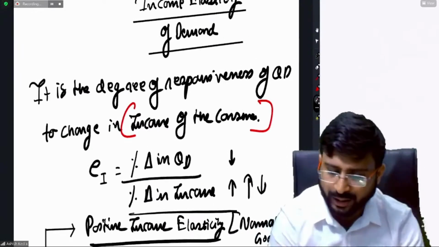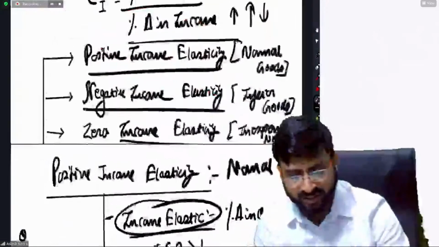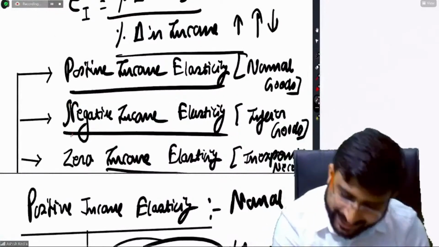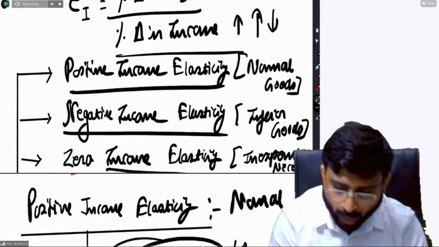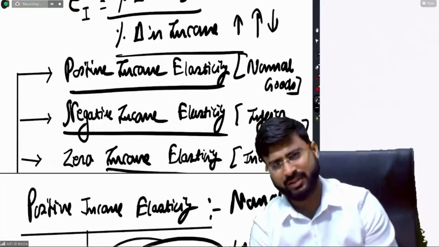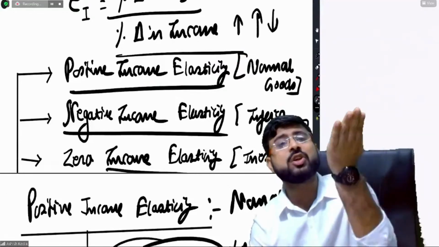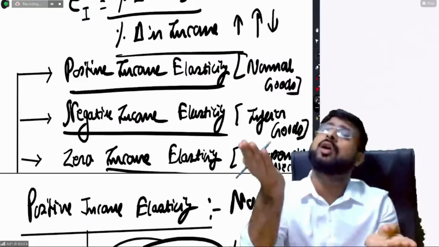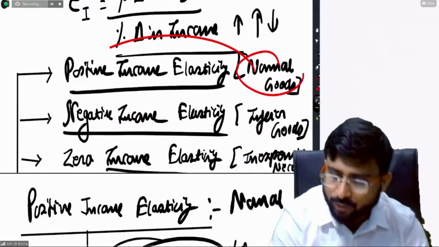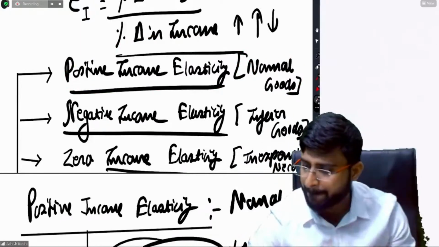Income elasticity क्या होता है? Percentage change in quantity demanded by percentage change in income. There are three types of income elasticity: positive, negative, and zero. For normal goods, you have positive income elasticity. What does it mean, sir? We did that for normal goods, if your income rises, quantity demanded will also rise. That is positive income elasticity.